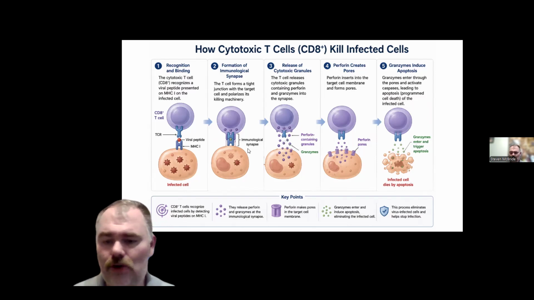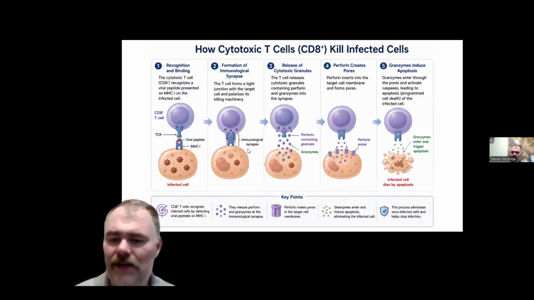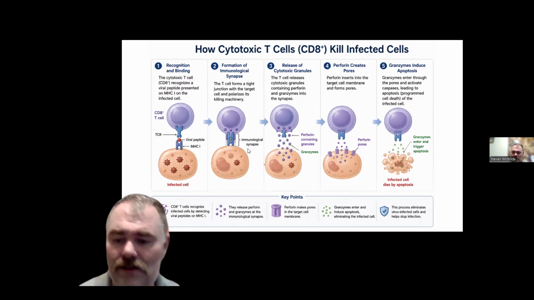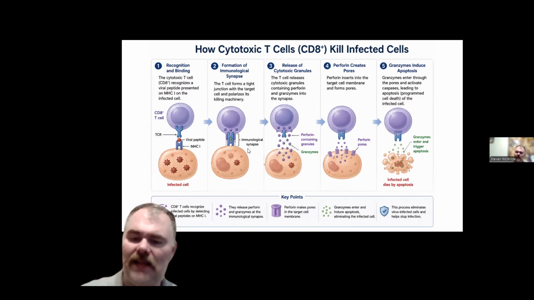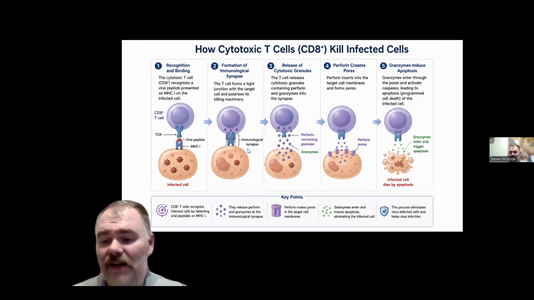Apoptosis is a highly controlled process that causes the infected cell to dismantle itself in an orderly manner. By inducing apoptosis, cytotoxic T cells eliminate infected cells while minimizing damage to surrounding tissues. This mechanism is especially important for controlling viral infections because viruses rely on living host cells to reproduce.